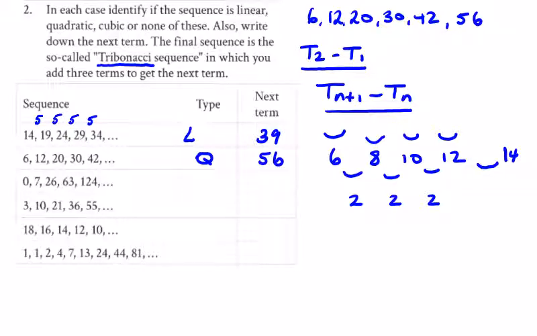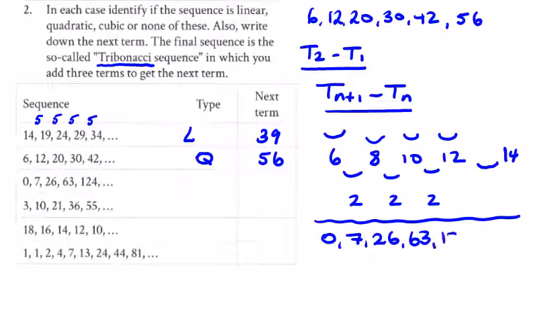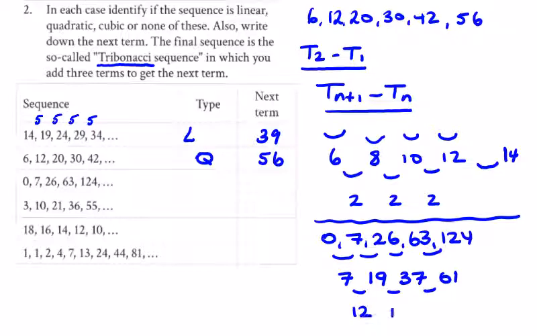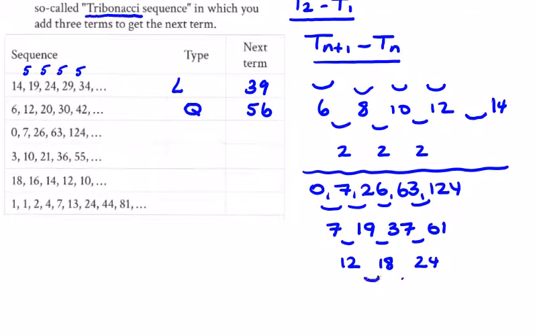The next one, 0, 7, 26. I'll write it out again. 0, 7, 26, 63, 124. You just set your calculator up here to do all these. 7, 19, 26 to 63 will be 37, and 63 to 124 will be 61. Second differences are not the same. We have 12, 18 and 24, and we can see now there's definitely some third difference the same here. 6 and 6, 6 and 6, so this one is cubic.